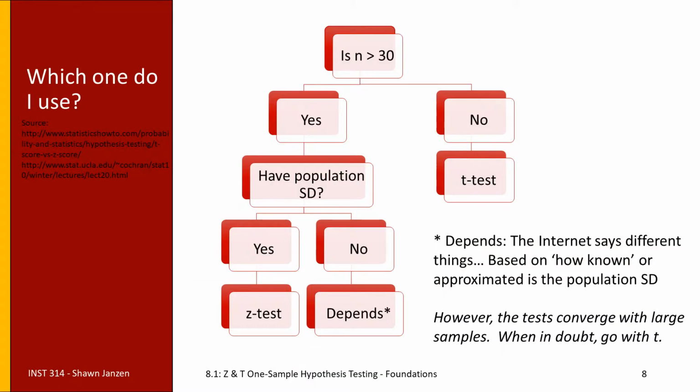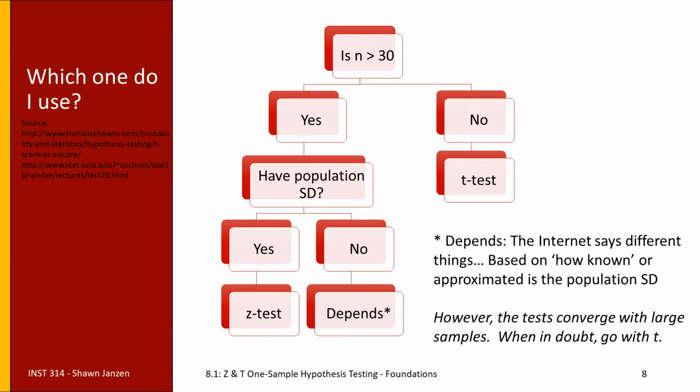Let's put this into a flowchart mode. Start with your sample size. Is your sample size greater than 30? If it's not, you're doing a T test. If it is, then let's ask ourselves, do we have the standard deviation of the population? If yes, then you're doing a Z test. If no, then we're going to say it depends.